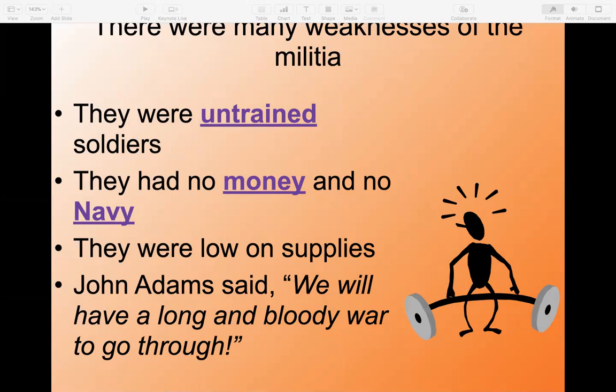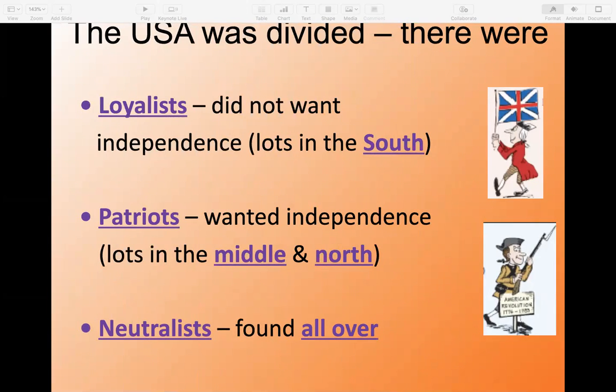John Adams said, "We will have a long and bloody war to go through." The USA was divided. There were loyalists, again, who did not want independence. Lots were in the South. Patriots wanted independence. There's a lot in the middle and north, and neutralists were found all over.